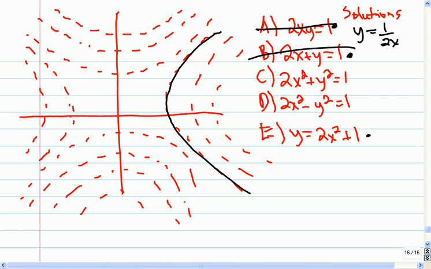Because the parabola you're thinking about here can only look one of two ways. It can look like this, or it can look like this. It cannot do the sideways one, right? That is not the same picture that I'm showing you here. If it's in this form, it's vertical.